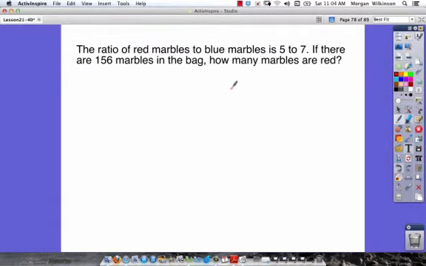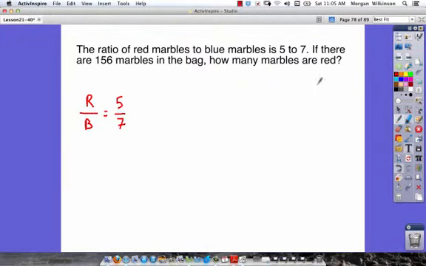The third part of our lesson is about advanced ratio problems. Let's read this one. The ratio of red marbles to blue marbles is 5 to 7. If there are 156 marbles in the bag, how many marbles are red? Now this question is tricky. Watch. It says the ratio of red marbles, red, to blue is equal to 5 to 7. That's pretty straightforward. Now it says there are 156 marbles in the bag. Well, if there's 156 marbles in the bag, that must include the red marbles and the blue marbles put together.